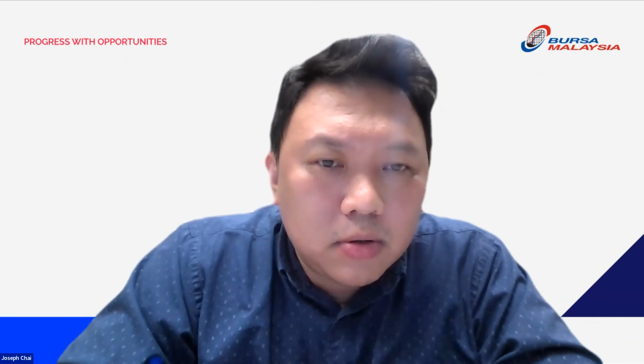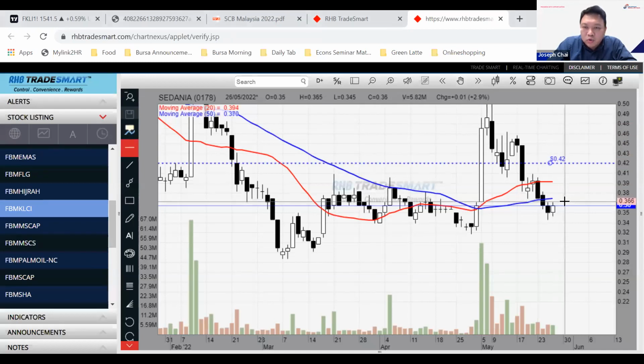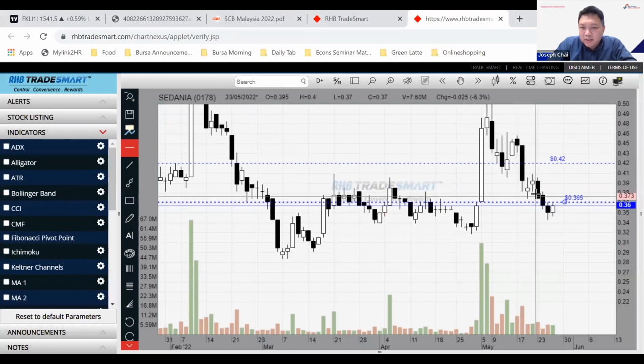Okay, let's go back to the chart again. Okay, let's look at this Sedania. You can see that Sedania is a white candle here, right? So if you really want to do Sedania, you actually do 3 lots. Try to draw out the support level. So if the Sedania go lower, then no choice. We just have to admit the loss and cut loss. Okay.